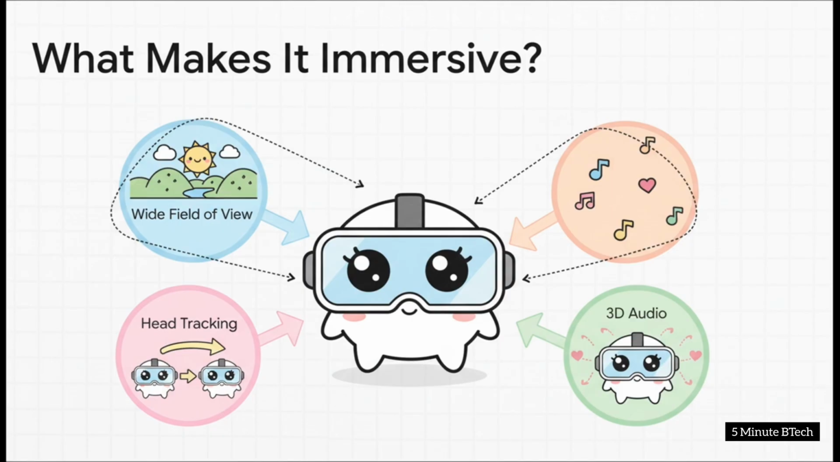You have head tracking, which is huge. It means when you turn your head in the real world, you turn your head in the virtual world, one-to-one. Then there's 3D audio, so sounds feel like they're coming from specific places all around you. It's a total sensory takeover.